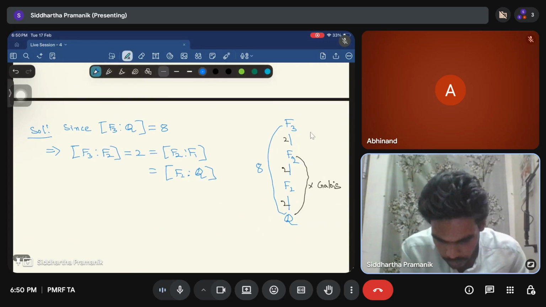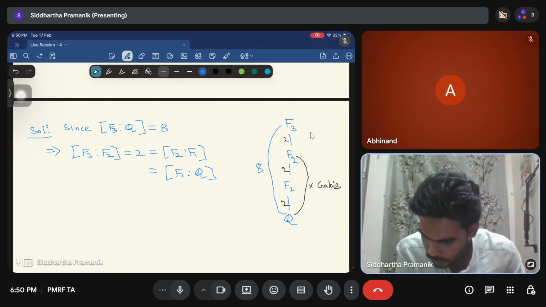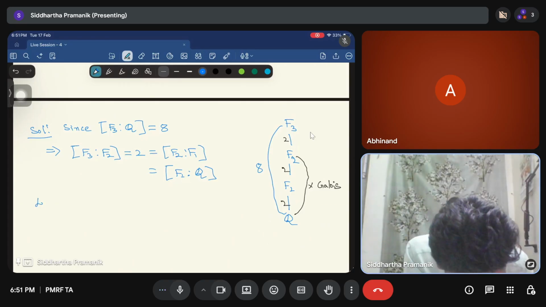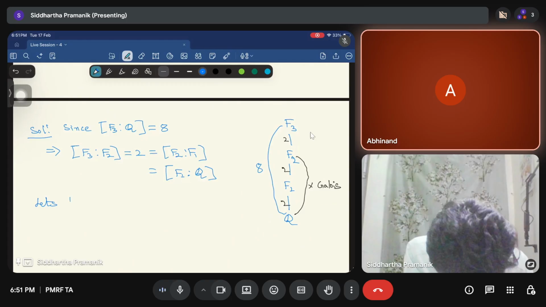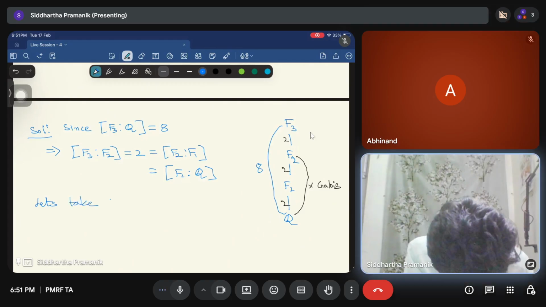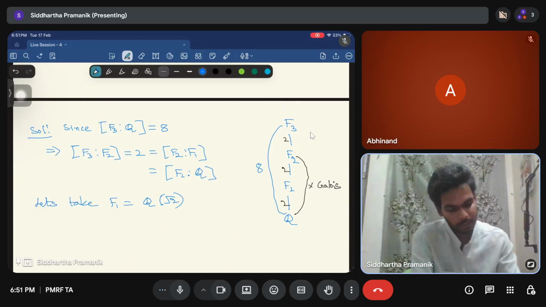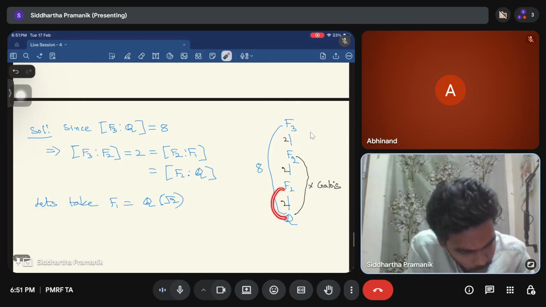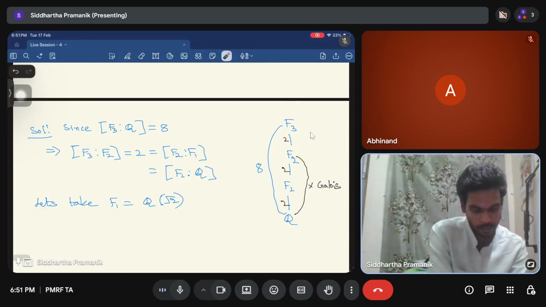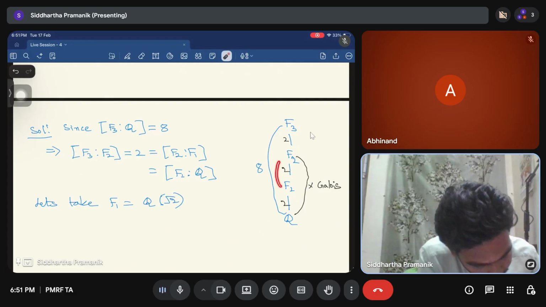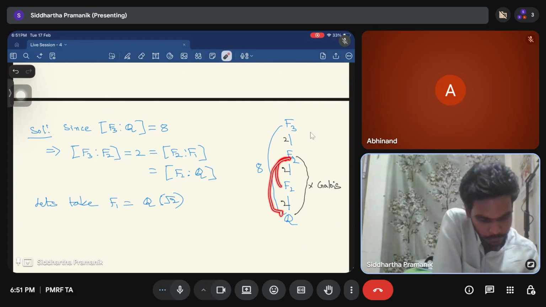So let's do the easiest one. Root 2, yes, let's take root 2. So let's take F1 as Q adjoined with root 2. So clearly F1 over Q is Galois. There is nothing much to observe here. But how to extend it further such that F2 over Q is not Galois?